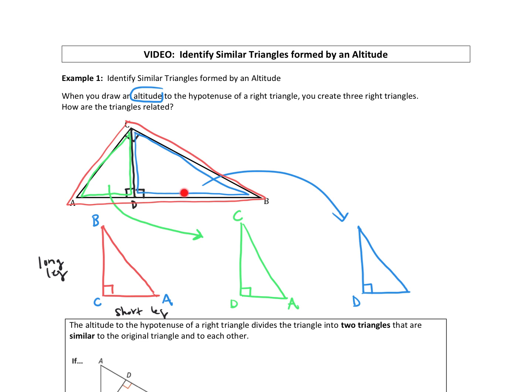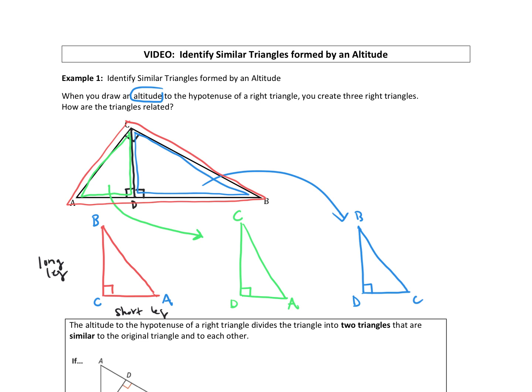Now as we look at this, let's identify the short leg. So the short leg is from D to C. So over here, D to C, short leg. Long leg is from D to B. So I know that this is a B up there. All right, so some things that we want to add into our pictures.